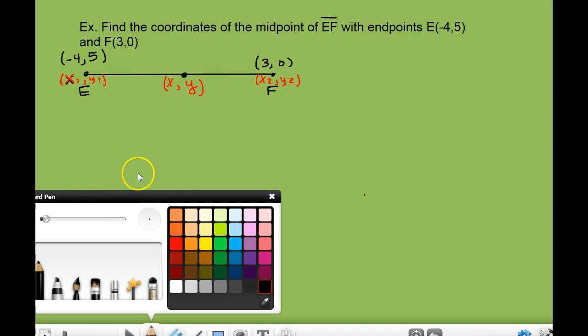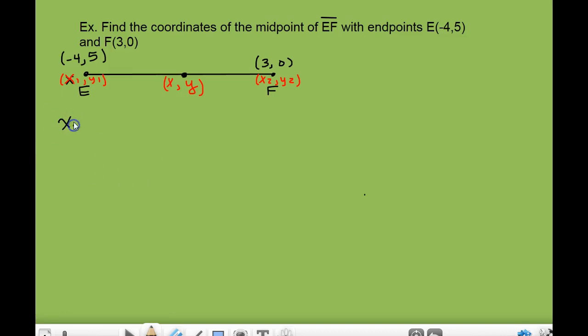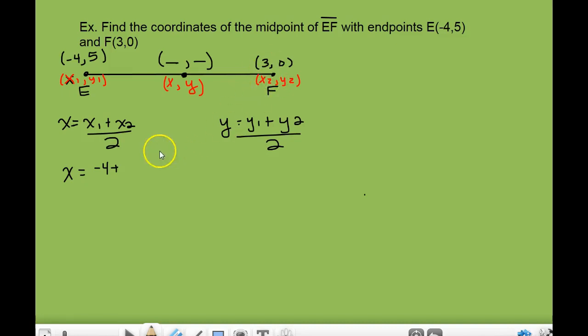Alright, so let's set up the formula. x equals x1 plus x2 divided by 2, and y equals y1 plus y2 divided by 2. And now you just substitute. And since we're finding the midpoint, this is what we're looking for, these two coordinates. So x, that's what we're trying to find, so that's our variable. x1, what is x1? Negative 4. What is x2? 3, over 2. It's just that simple, I promise you. So now you simplify. x equals negative 4 plus 3 is negative 1 over 2. So that is my x coordinate. Negative 1 over 2.